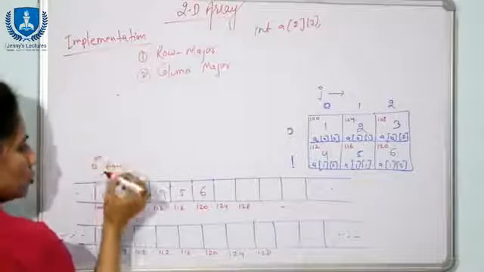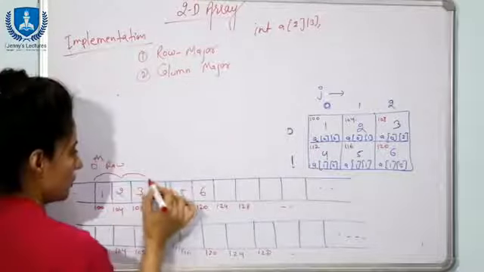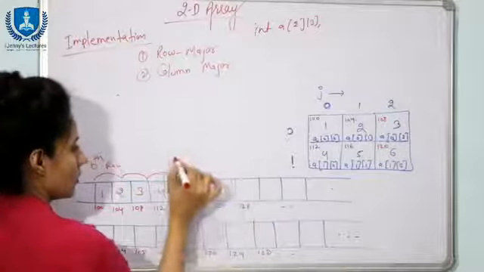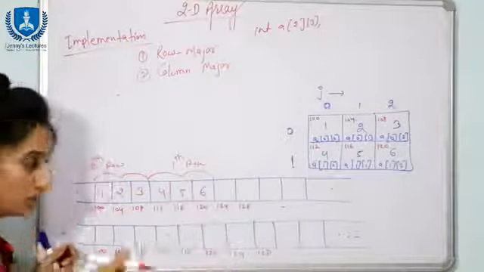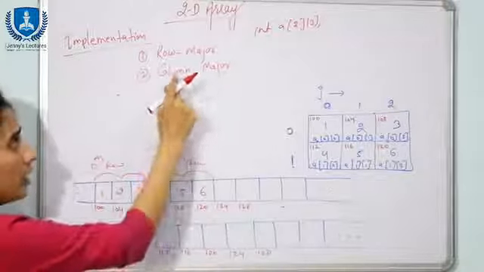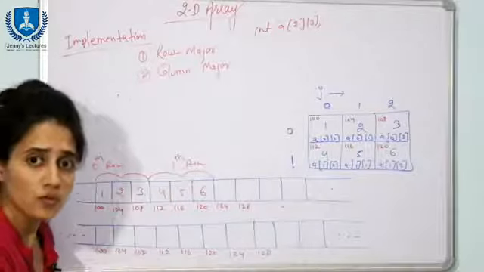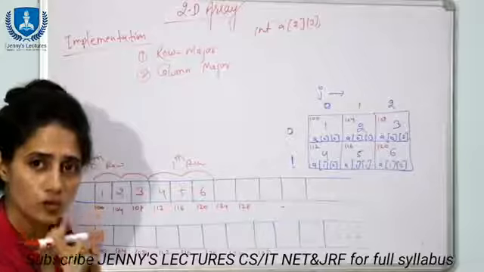You can say 0th row, or you can say the first row, and this is the 1th row; 2 rows are there. This is the row major implementation. Now in column major implementation, first of all, the column values are to be stored in the memory.